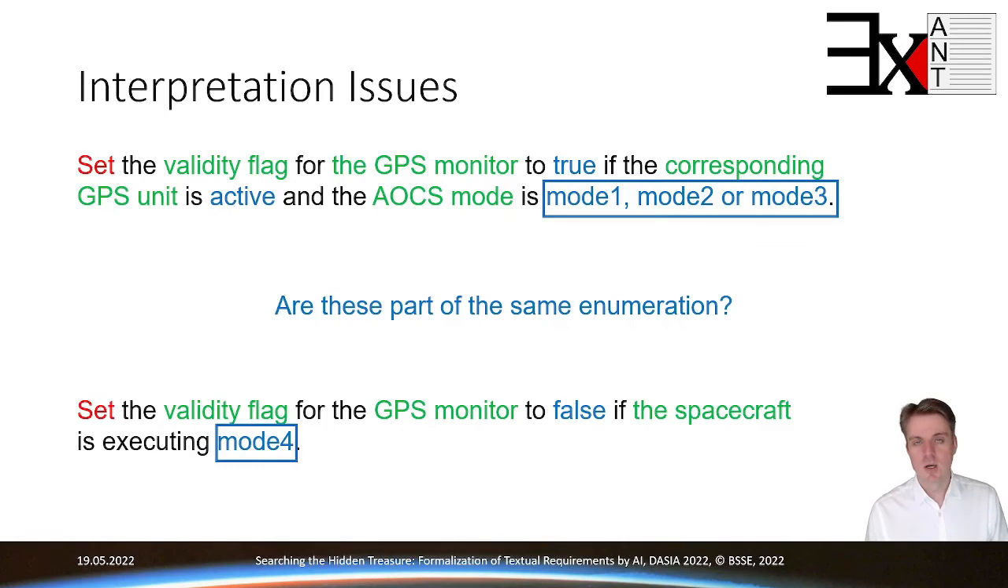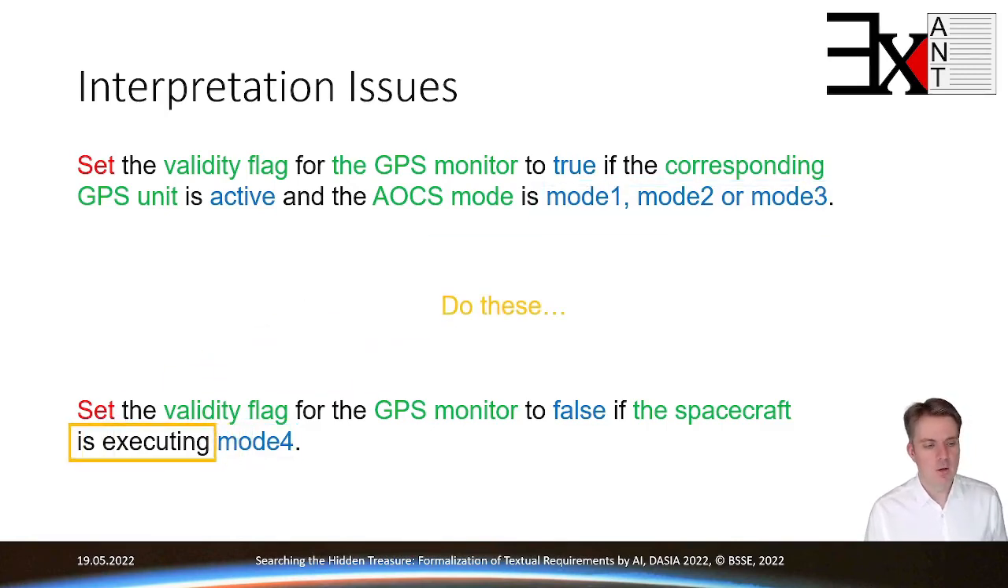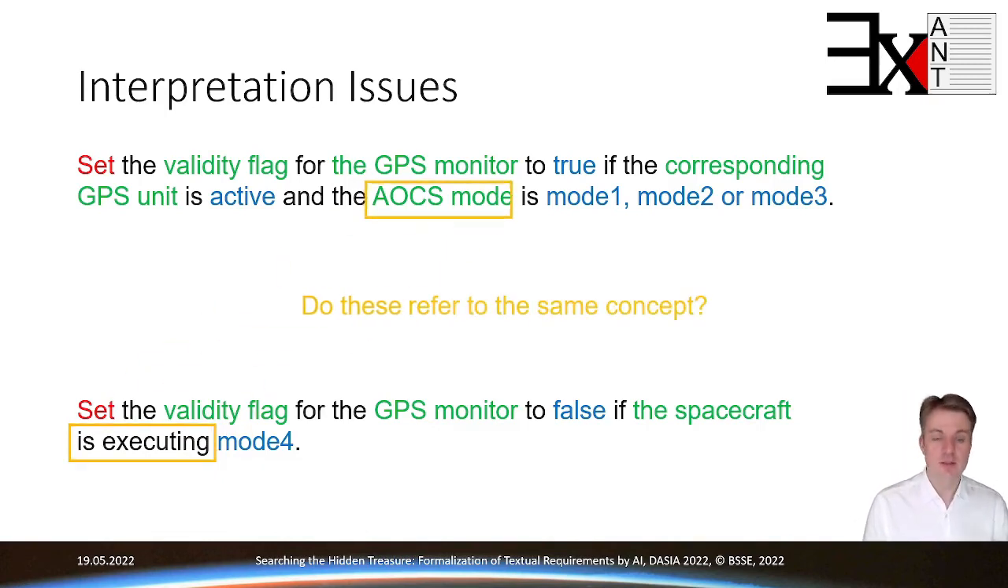Another question is whether these modes are actually part of the same enumeration, or all of these AOCS modes. In the first requirement, it's quite explicit. In the second requirement, it's not that clear, but we might have to collect all of the modes that are possible and associate them with the proper element in the software. And also, we could ask whether "is executing" actually means the same as "the AOCS mode is" in this context. So here we see there are some ambiguities that may have to be resolved before properly processing these requirements in formalized form.